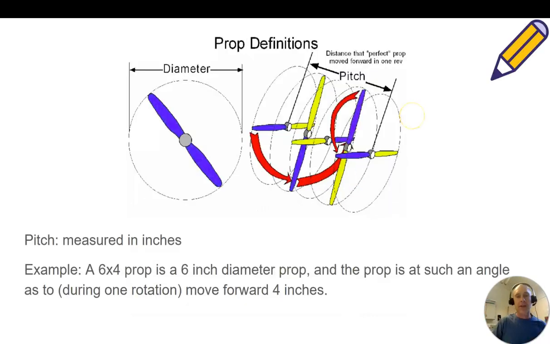A couple things that I want to make sure you are aware of is the definitions for propellers. One is diameter, pretty obvious, so make sure you draw a little picture of that. The other one is pitch. Pitch is how far forward the propeller goes in one rotation.